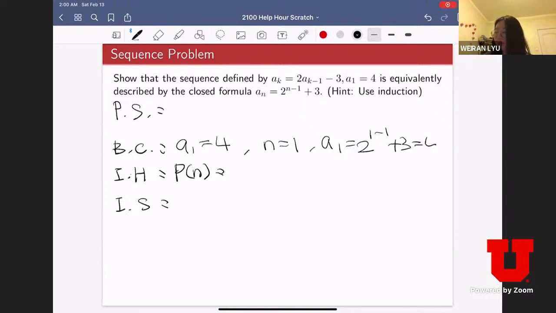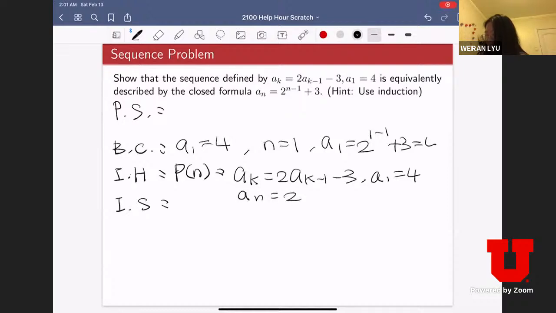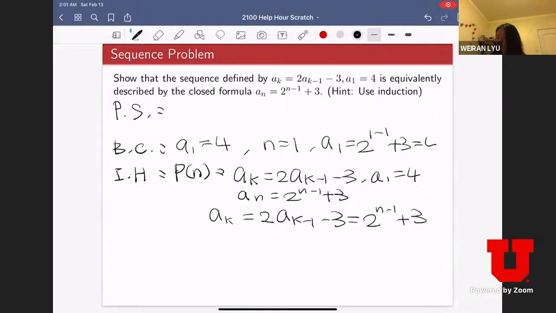And the P of n in this case would just be, we assume that a sub k is equivalently described by a sub n, or I would rather write it in the form that a sub k equals 2 to the n minus 1 plus 3. Okay.